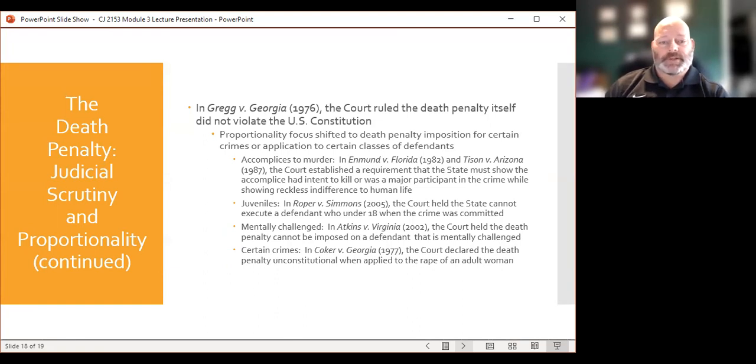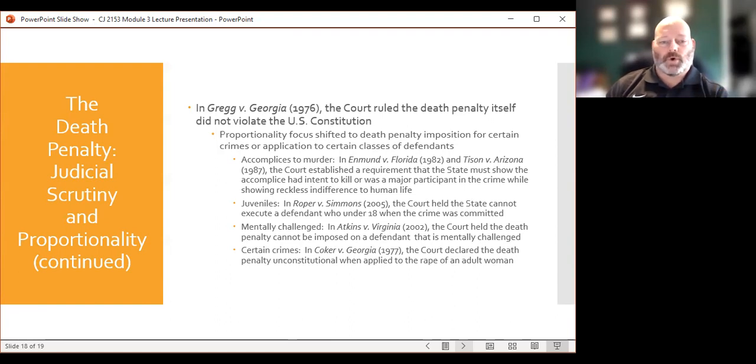So accomplices to murder at one time were subject to the death penalty, but in Enmund versus Florida in 1982 and Tison versus Arizona in 1987, the court established a requirement that the state has to show that the accomplice had themselves the intent to kill, or was a major participant in the crime while showing reckless indifference to human life.